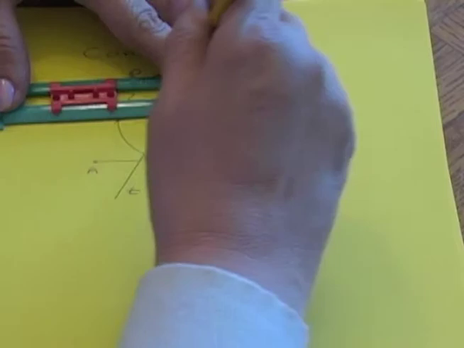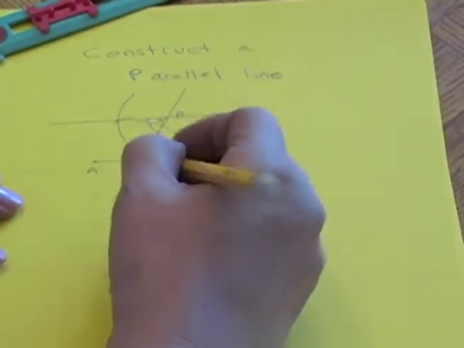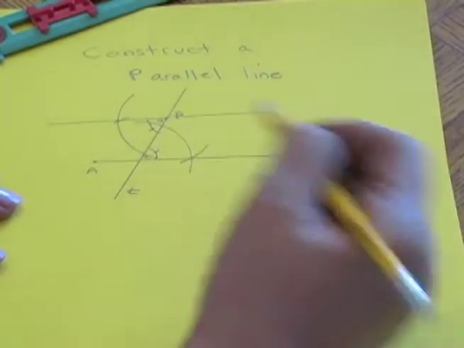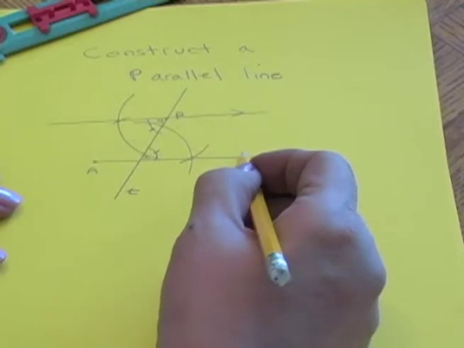And when I draw this line, I have angle 2 congruent to angle 1, and congruent alternate interior angles tells me that the two lines are parallel.